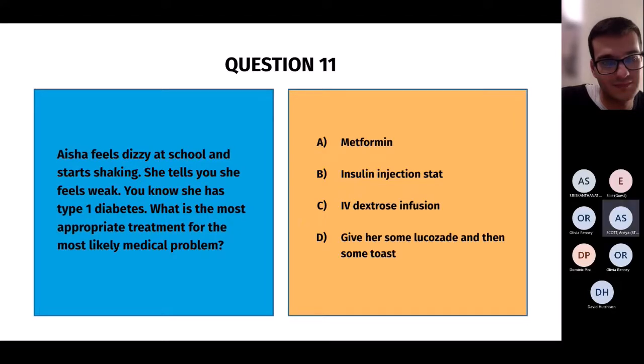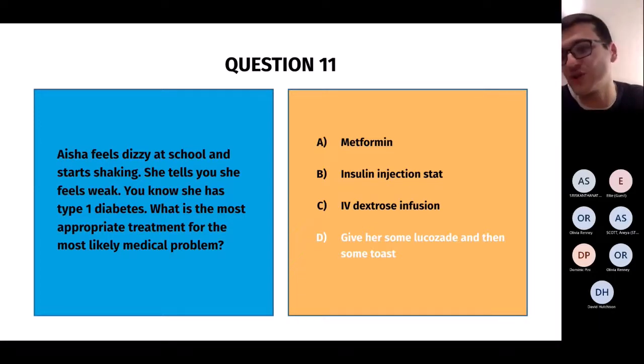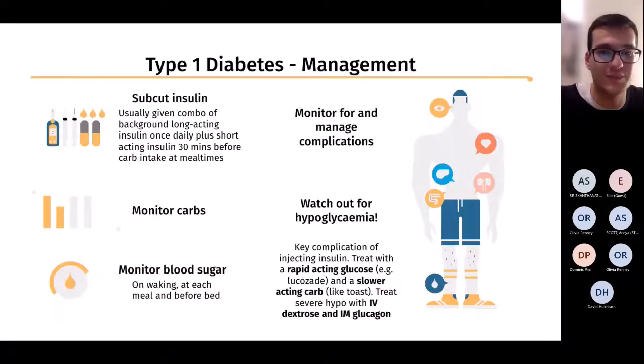I think I'd give her some Lucozade and some toast. Perfect. Basically, she's having a bit of a hypoglycemic episode. She maybe has had a bit too much insulin, reducing her blood sugar a bit too much. So what you need to do then is, if they're well enough to eat something, just give them some fast-acting sugars like Lucozade, and then also a slow-acting carbohydrate as well.